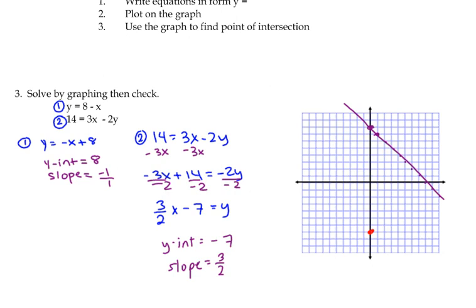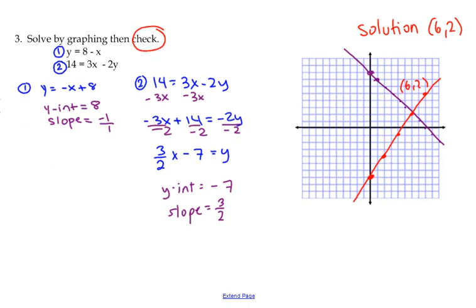And now what direction are we going to move? Up 3, right 2. Up 3, right 2. My graph is not the best. What point do they have in common? 6 and 2. So our solution is 6, 2, but it also wants us to check the answer. Don't forget to check when it says check. When it says check, where do we plug in our answer to?